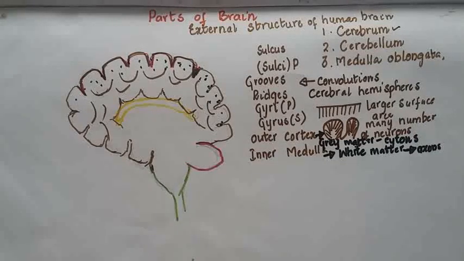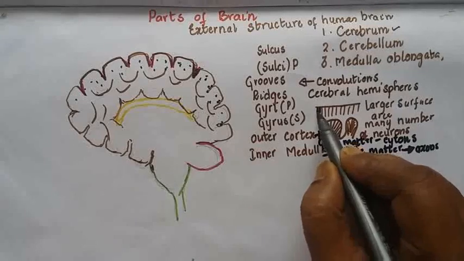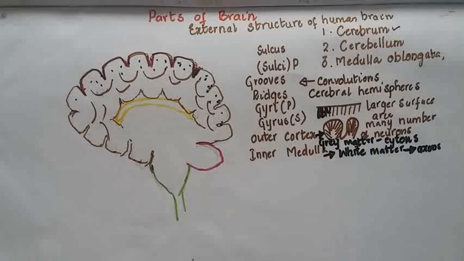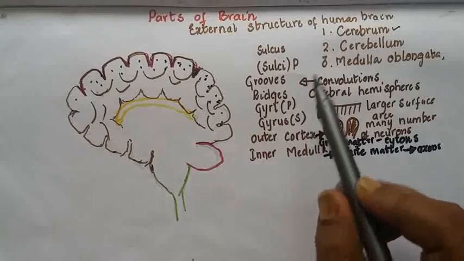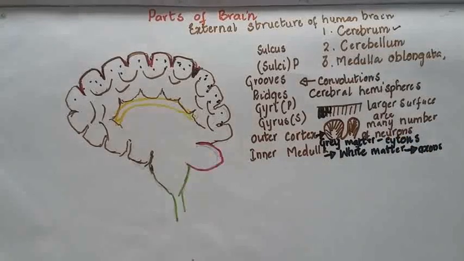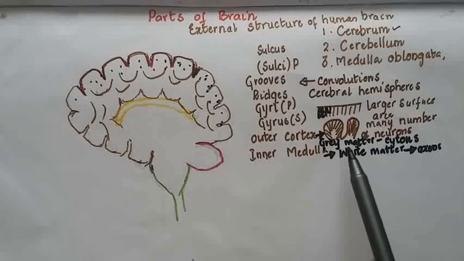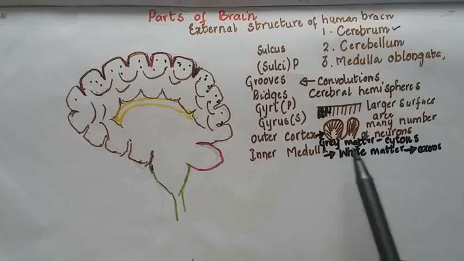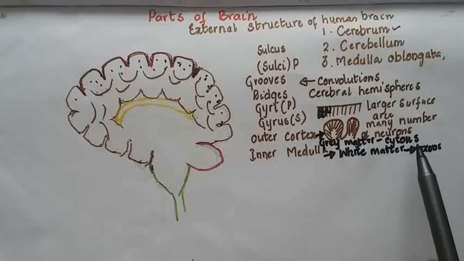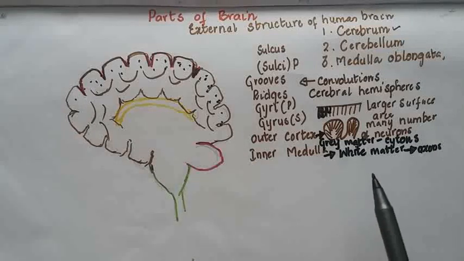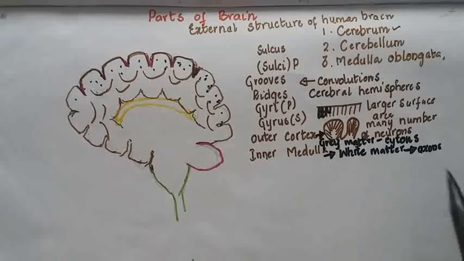If you remember, the axons are covered by a myelin sheath, right children? Because of the myelin sheath, it imparts a white coloration to the inner medulla region. So the cerebrum has 2 regions: an outer cortex, also known as the gray matter, which is grayish in color due to the presence of cytons, and the inner region known as the medulla, which is white in color due to the presence of axons.